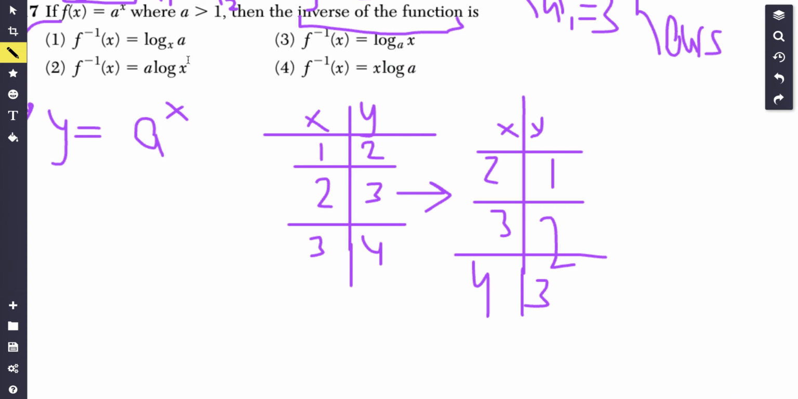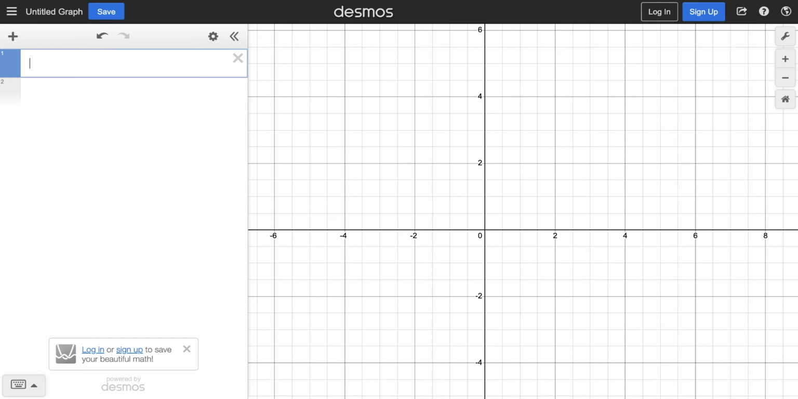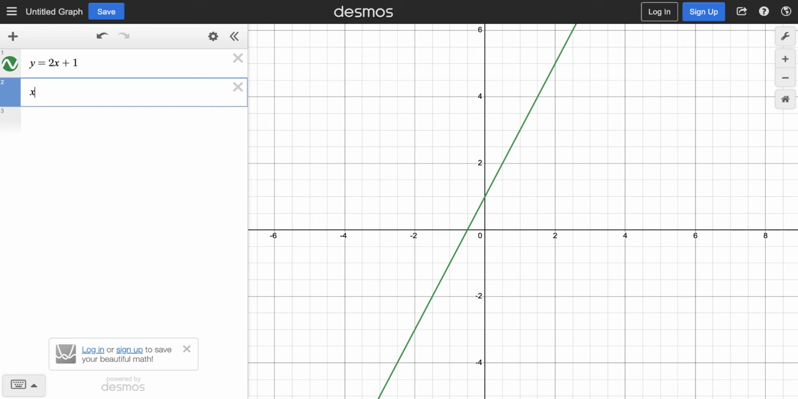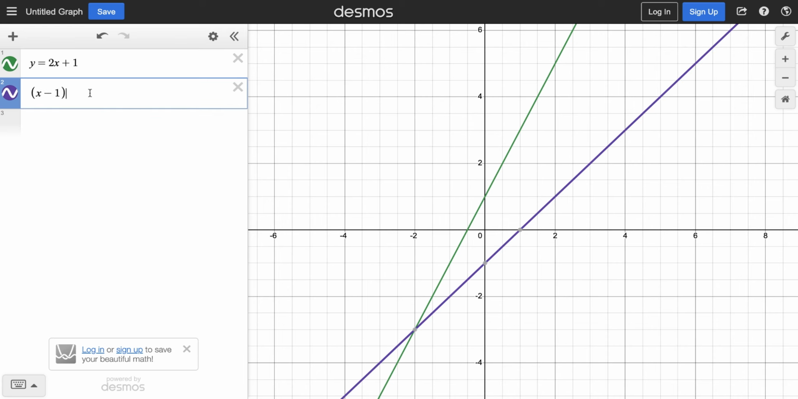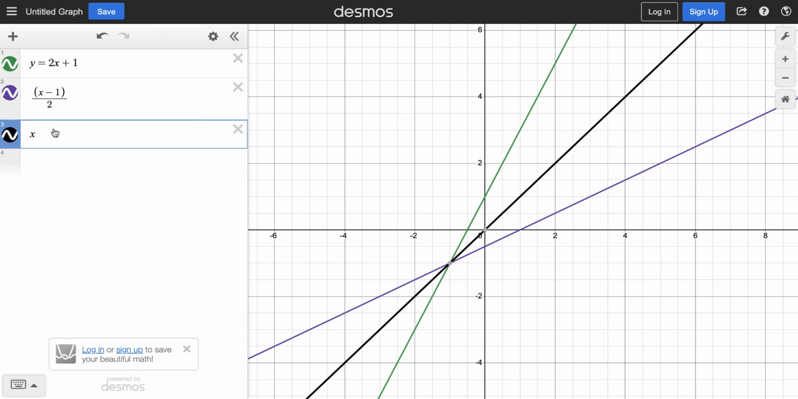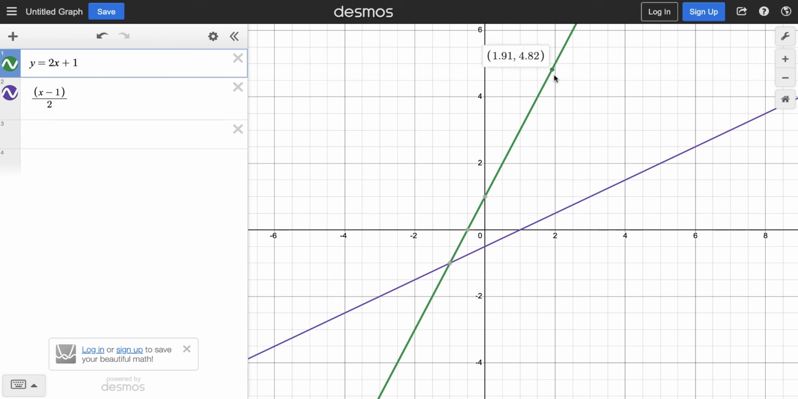So let's say we have the graph of y is equal to 2x plus 1. The inverse of this function is going to be f of x is equal to x minus 1 divided by 2. I'll show y'all how to get the inverse of a function later. I actually have a video on that. So this is the inverse of the graph y is equal to 2x plus 1.